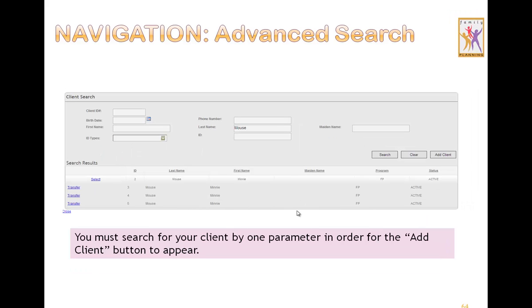You must search for your client by at least one parameter in order to make sure that you have not located the individual already in the system. And that's the point at which you can hit Add Client. We really want you to search a couple of times to make sure that you have not created a duplicate in the system, and just to show you what that looks like.